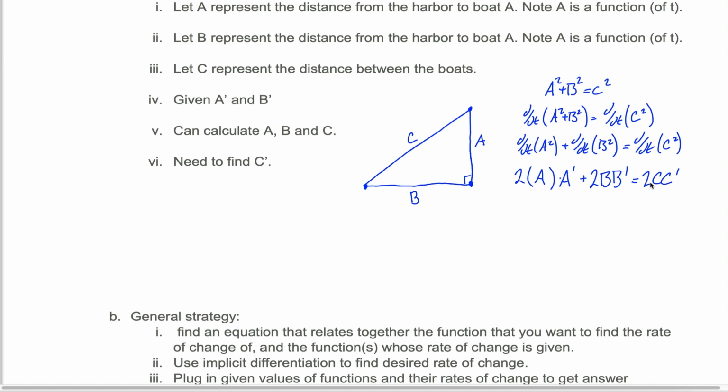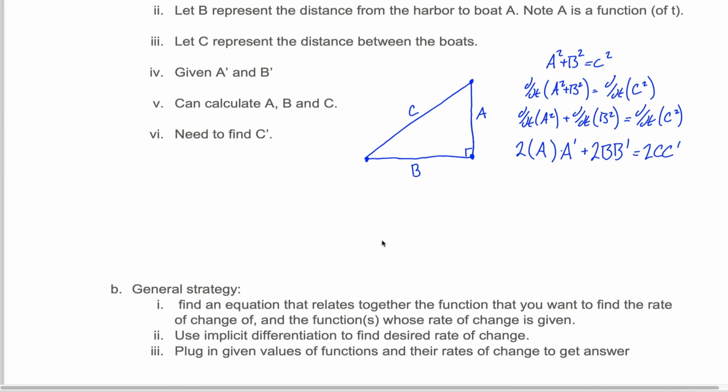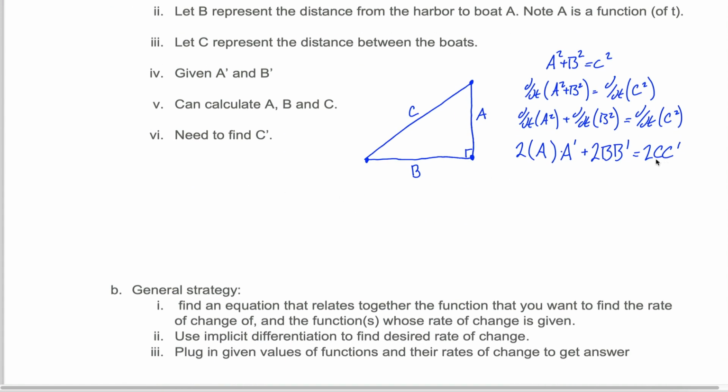I have this relationship, and the relationship has A primes, B primes, and C primes in it. That's awesome. Remember that what I'm trying to find is C prime, so I can solve this equation for C prime by dividing both sides of the equation by 2C. I get C prime is equal to 2A A prime plus 2B B prime divided by 2C. Great, I've solved for C prime.